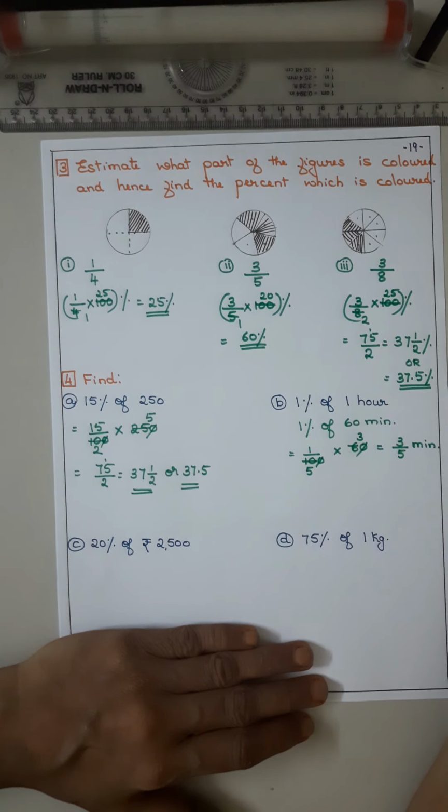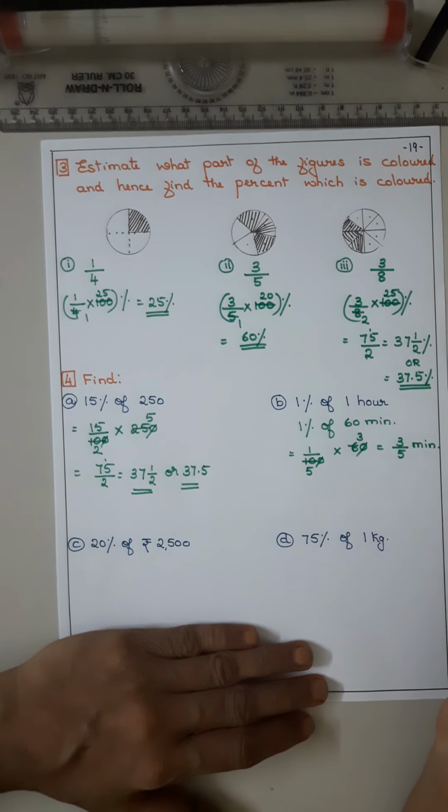Now 3 by 5 minutes you can't have. So convert into seconds. So again you have to do 3 by 5 into how many seconds? 1 minute is equal to 60 seconds. So 5 ones are 5, 5 12s are 60. So you got 12 threes are 36 seconds.